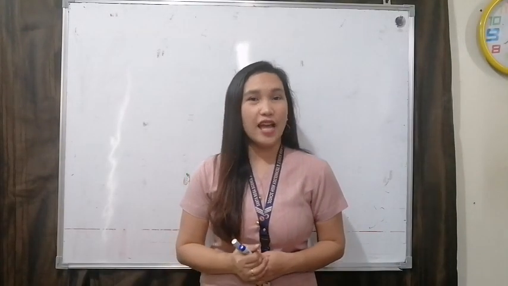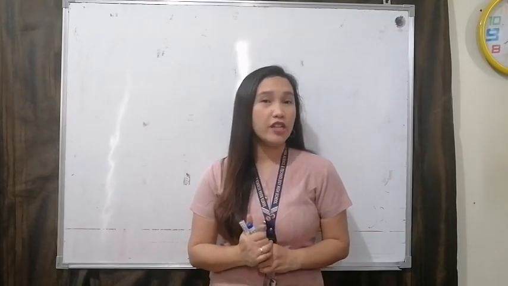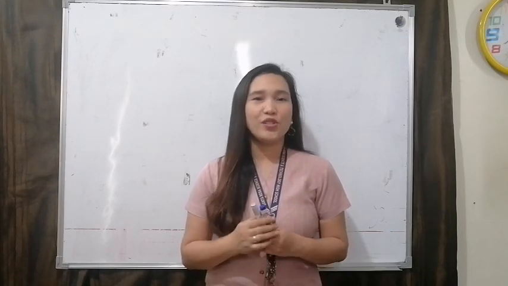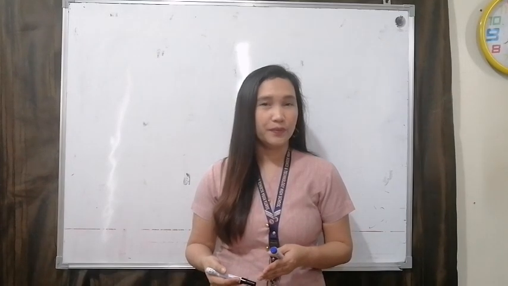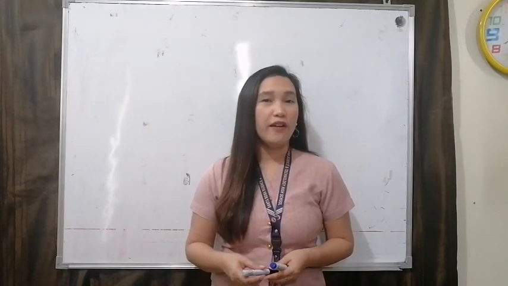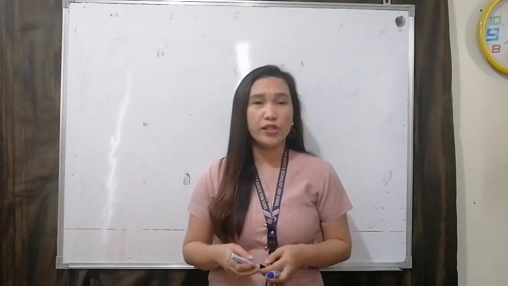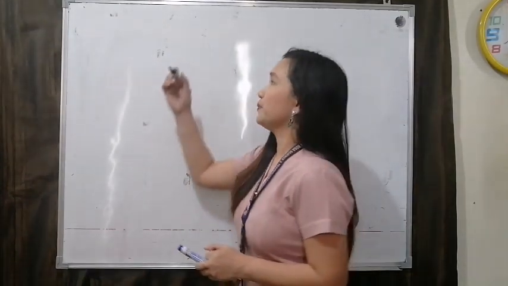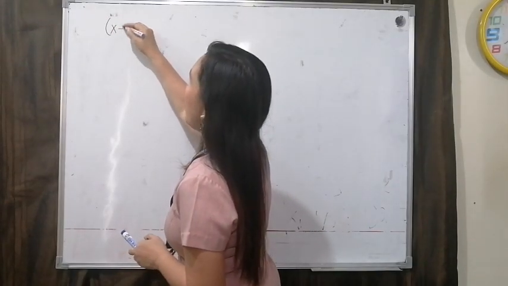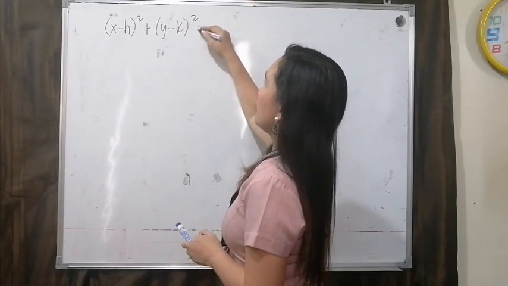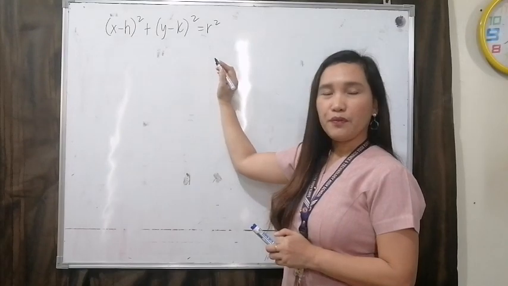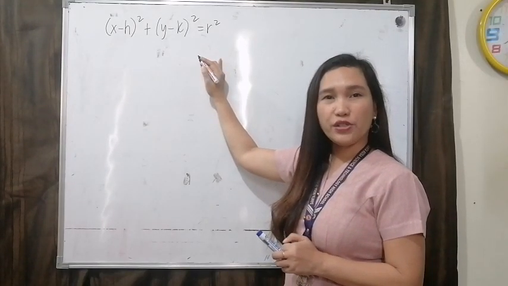So before we start with our discussion, let us first have a review on the definition of a circle. What is a circle? A circle is a set of all points in the plane that are equidistant from a fixed point called the center of the circle. In our previous discussion also, we have derived the standard form of the equation of a circle, which is (x - h)^2 + (y - k)^2 = r^2. This is the standard form of an equation of a circle.